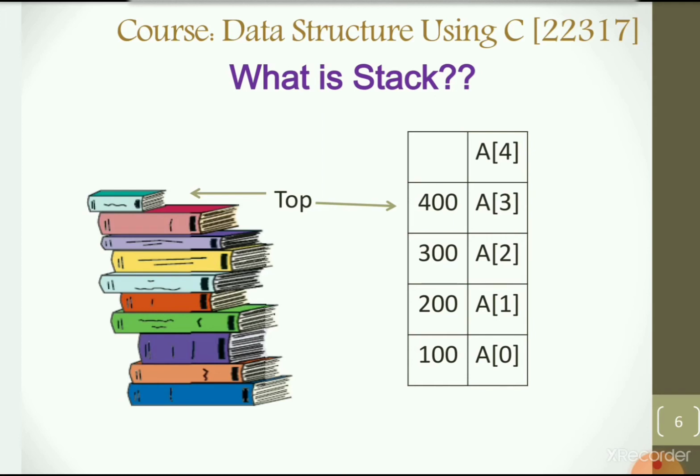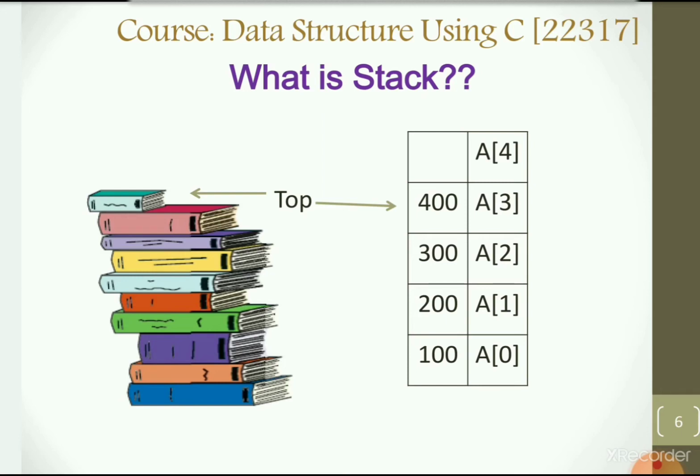If you want to add more books, that means if you want to add something, then again you have to add it from the same end, and that end is called the top of the stack. In our records, whenever we want to insert or delete, two operations we have to perform: either insert the record or retrieve the record. At both times we use only one end, and that end is called the top of the stack.